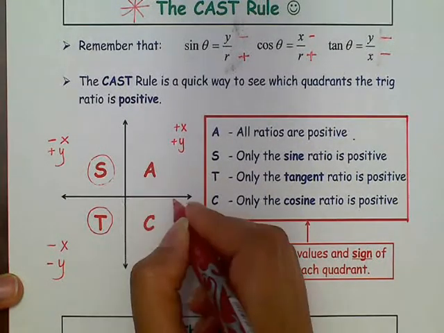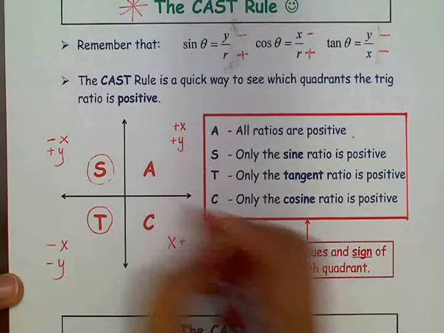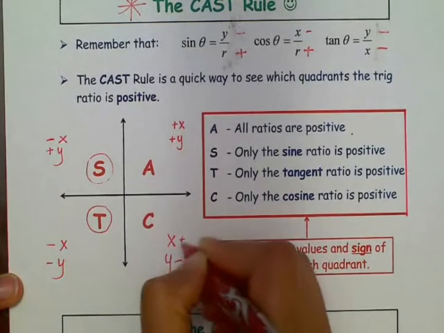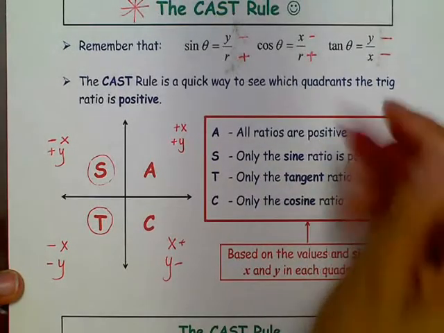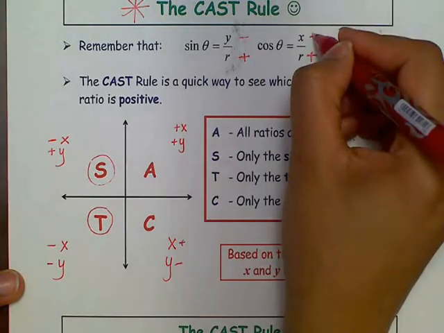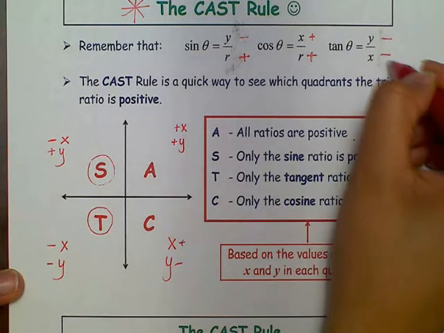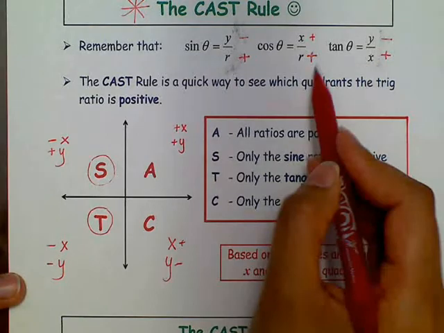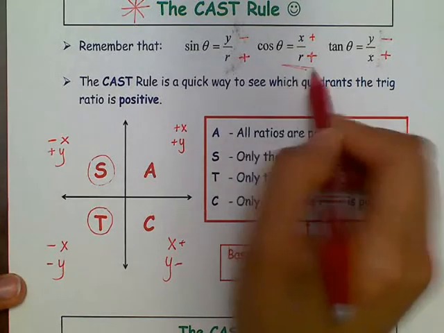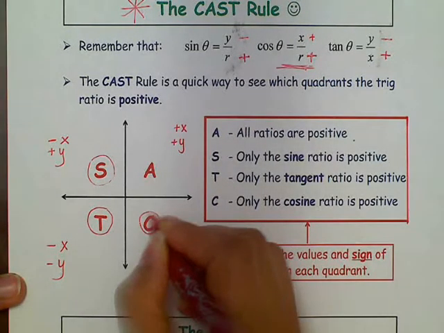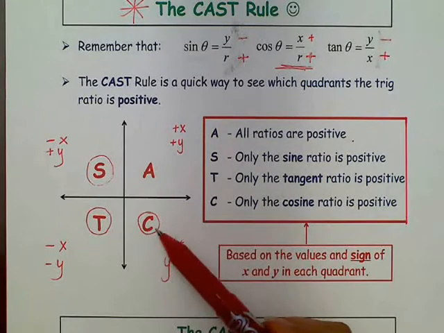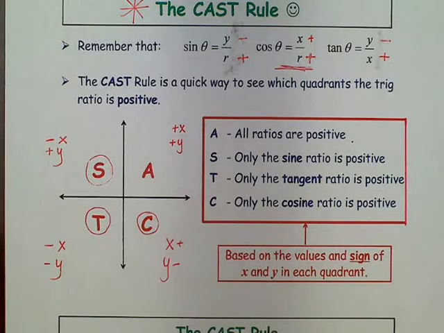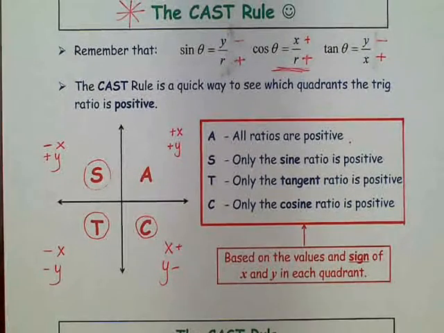Cosine, if I moved in the fourth quadrant, I would need to move to the right, which means X is positive, and down, which means Y is negative. And if you think about what would happen as you plug in negative values of Y and positive values of X, the only ratio between these three that will remain positive is the cosine ratio. And so that's why the C is here. So what each of these letters mean are which ratio is positive and in which quadrants.